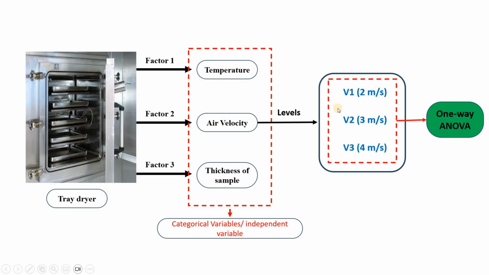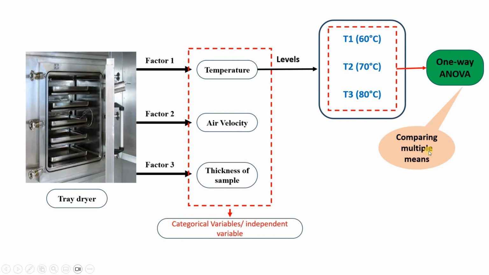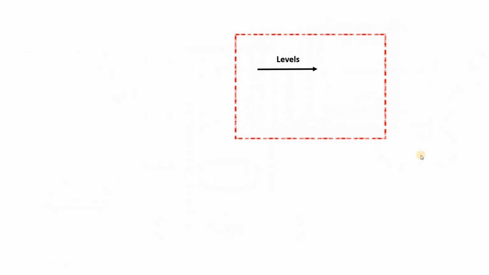If we have one more level, or we can say group, then we have to perform one-way ANOVA analysis, where we compare multiple means if we have more than two groups or two levels. Just like that, if we have multiple levels in the case of temperature, we have to perform the one-way ANOVA analysis, where we compare the multiple means.